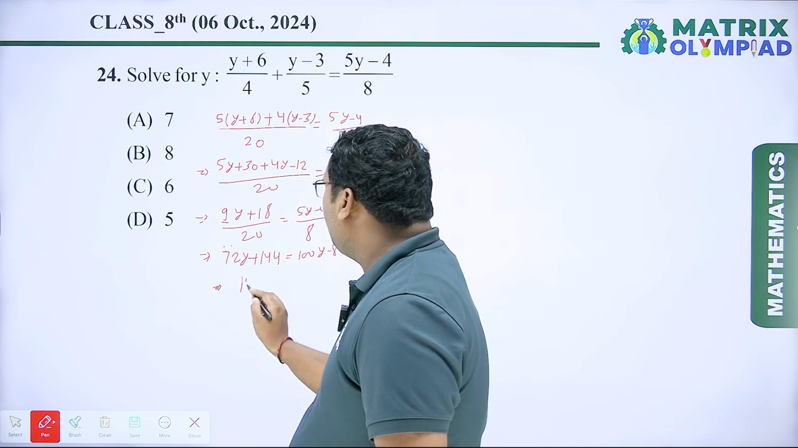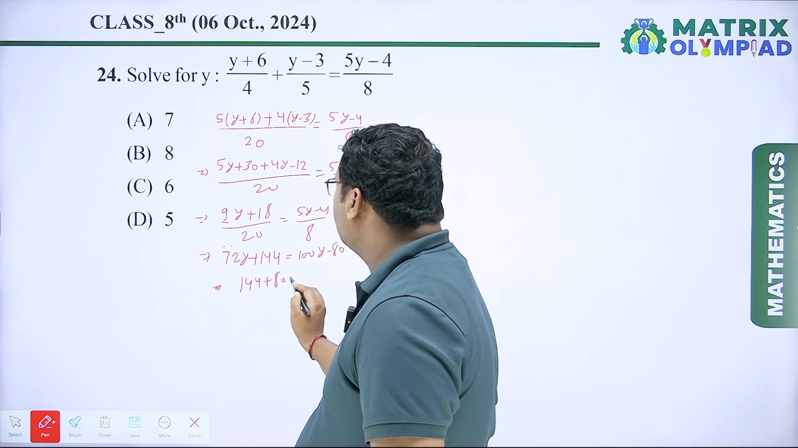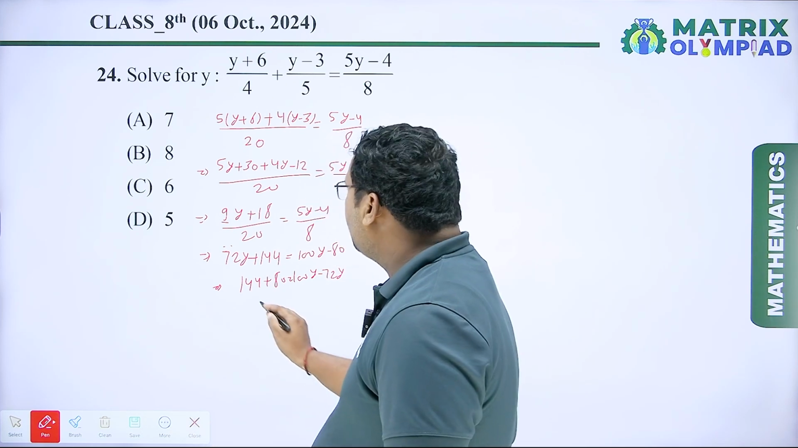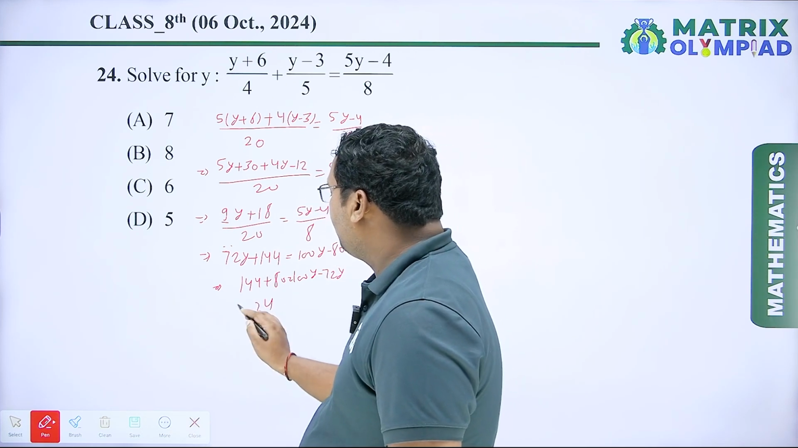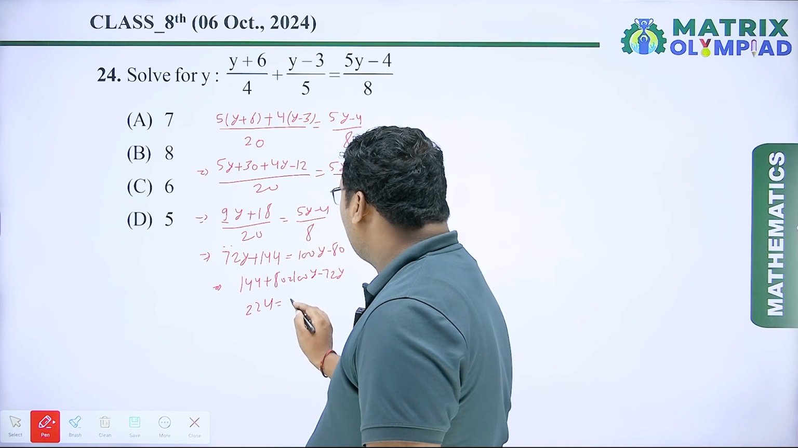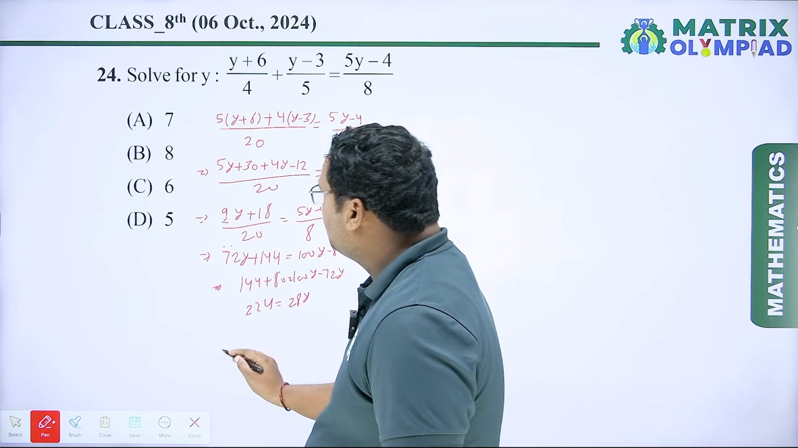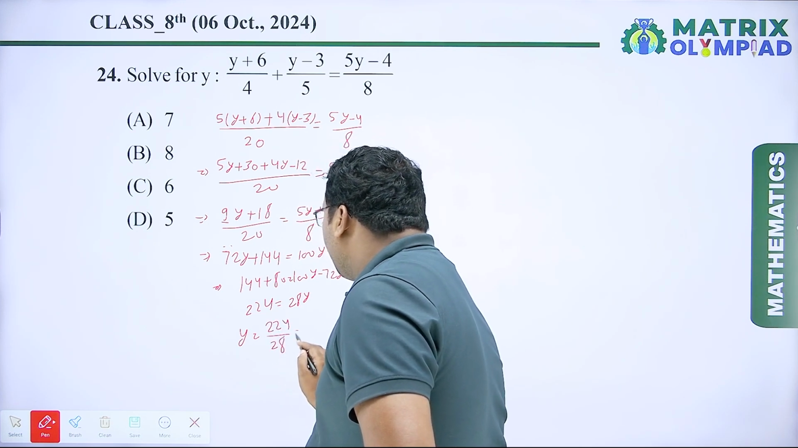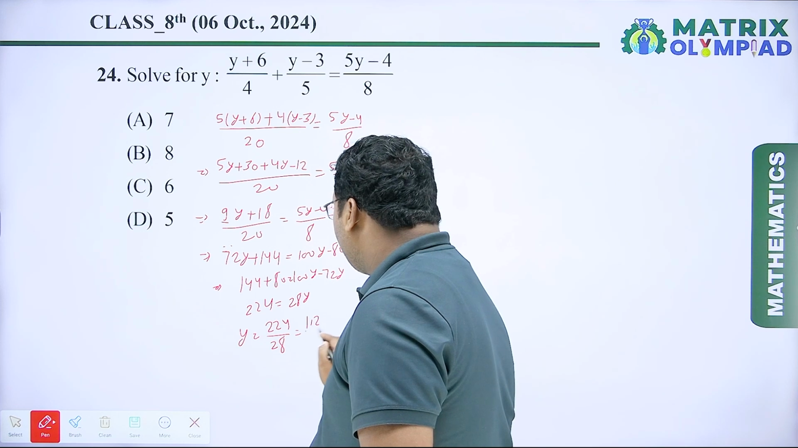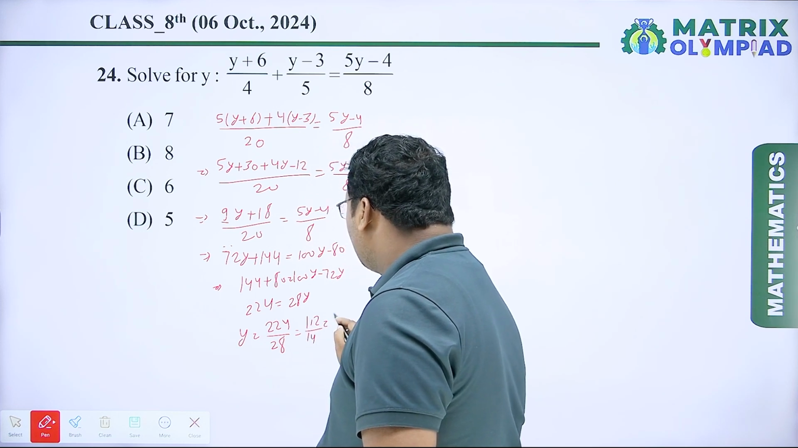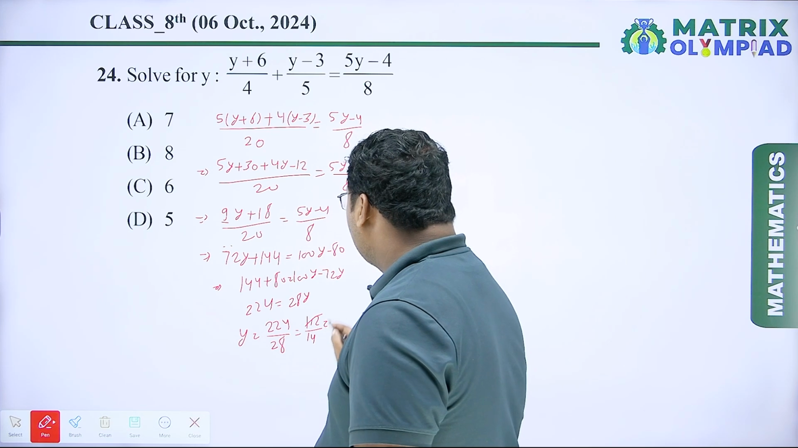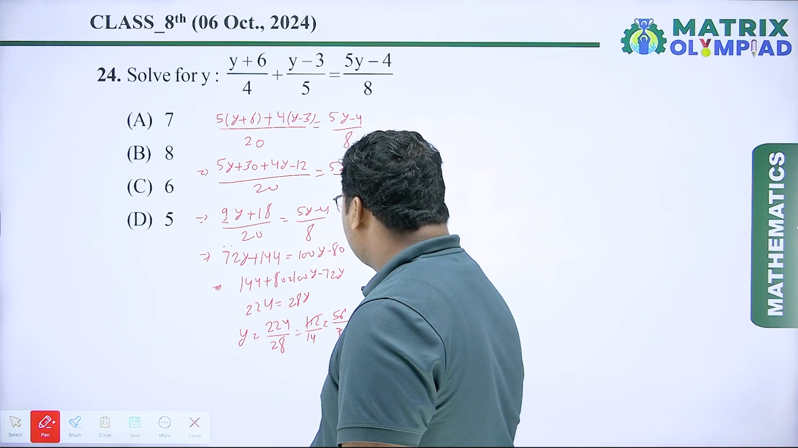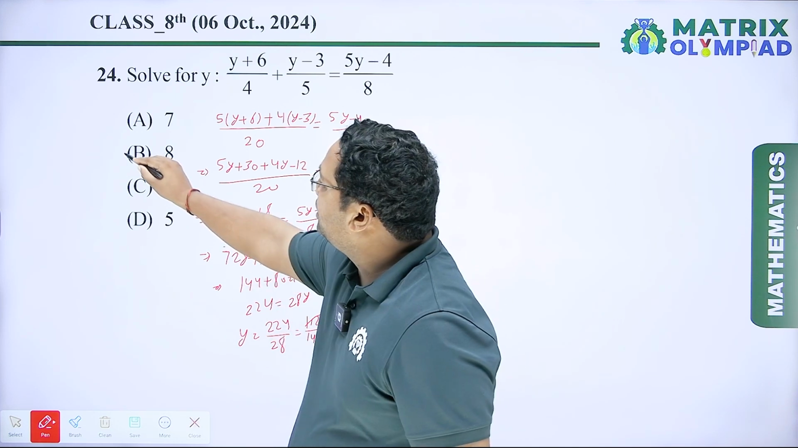So we will get here 144 plus 80 is equal to 100y minus 72y. 144 plus 80 is 224, equal to 28y. So we will get y equal to 224 upon 28, which is equal to 112 upon 14, which again cancels out by 2, so we will get 56 upon 7, and 56 divided by 7 is 8, so correct option is 8.